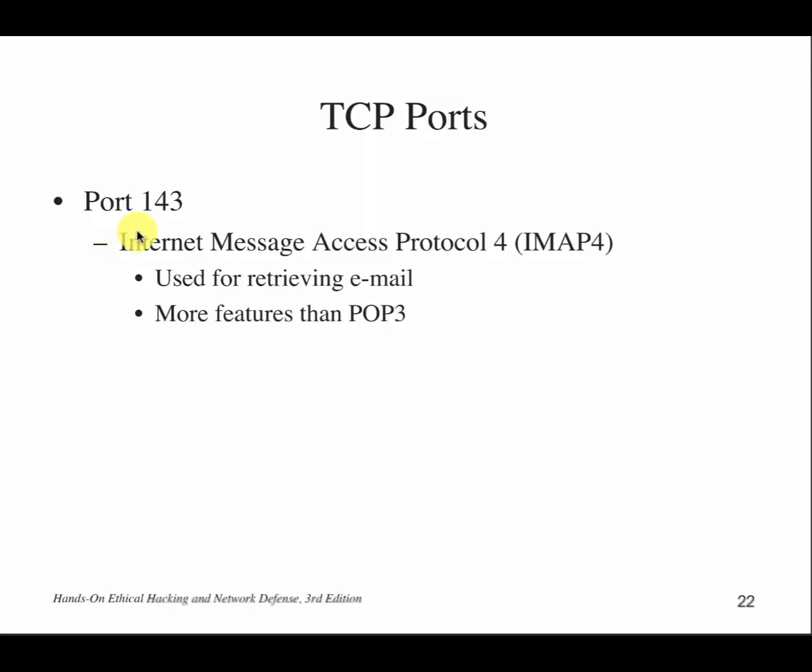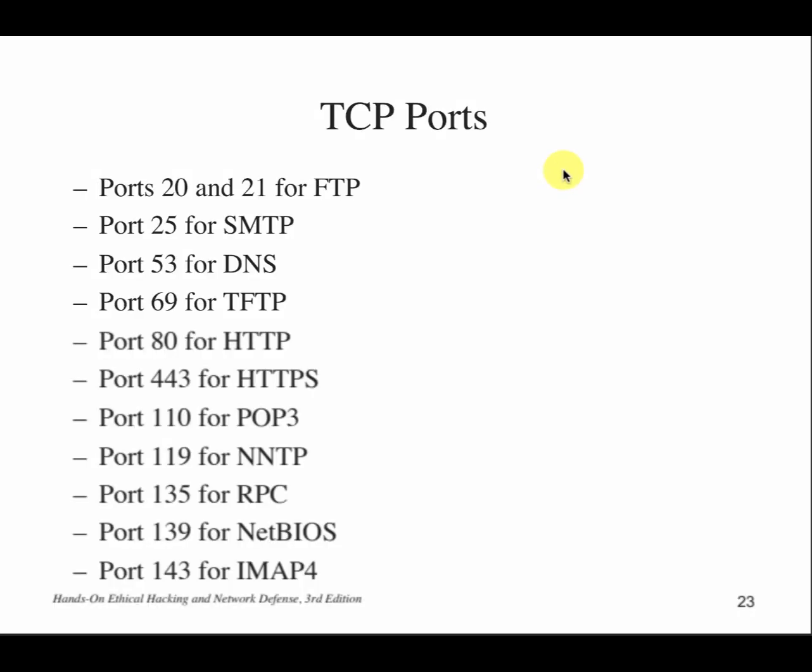The other one, 143, is the Internet Message Access Protocol, IMAP, used for retrieving email. It's more featured than POP3. This is just a summary of the most important ports. With time, we're going to see how we can use them and navigate them. So right now you see port 80, HTTP, and 443, HTTPS.